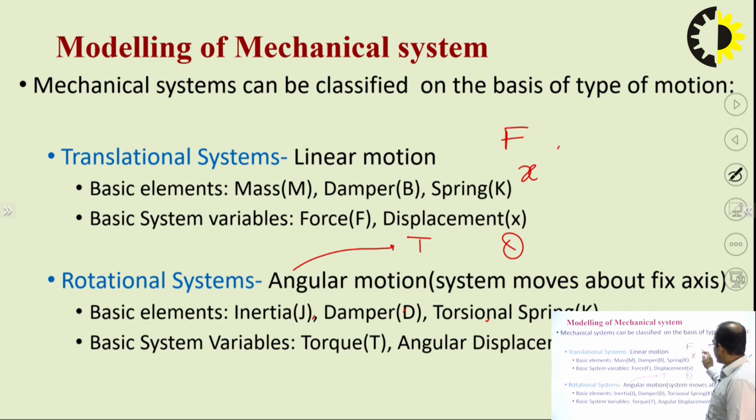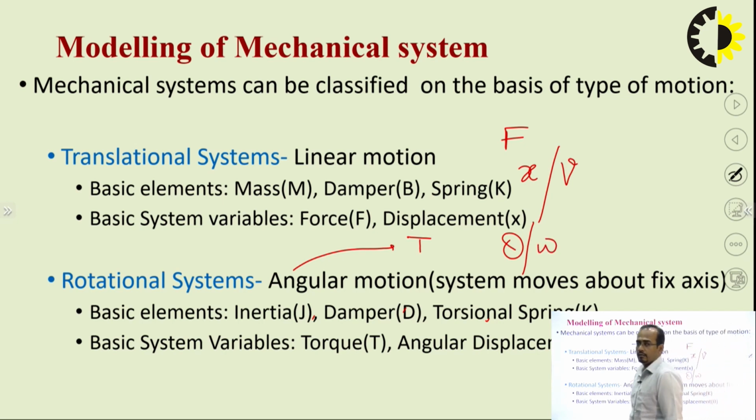Similarly, this is the linear displacement, or the linear velocity, and this is the angular displacement, so there will be some angular velocity. Whenever we discuss a mechanical translational system or a mechanical rotational system, we should be very clear that when finding the transfer function, the input and output should be known. If the input and output are known, then we can easily find the transfer function of any given system.